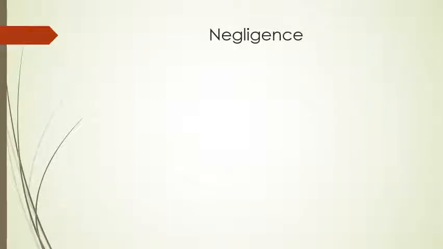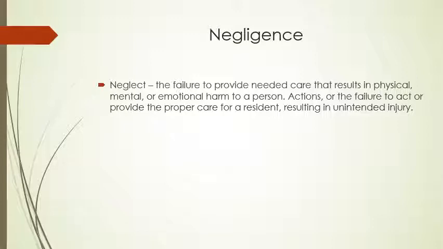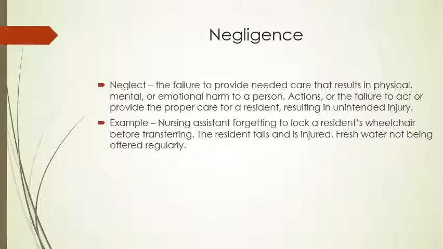So the first one we're going to talk about is negligence or neglect. What neglect is, it is the failure to provide needed care that results in either physical, mental, or emotional harm to a person. These are actions that we fail to do. So we're failing to act or provide the proper care for a patient, and it results in some type of injury or mistreatment, okay? An example would be a nursing assistant or someone who's helping transfer the patient, and they don't lock the wheelchair before transferring them into it, and the patient or the resident falls and is injured, by not offering them fresh water often, by not following the directions in the care plan. That can all be a huge part of neglect.